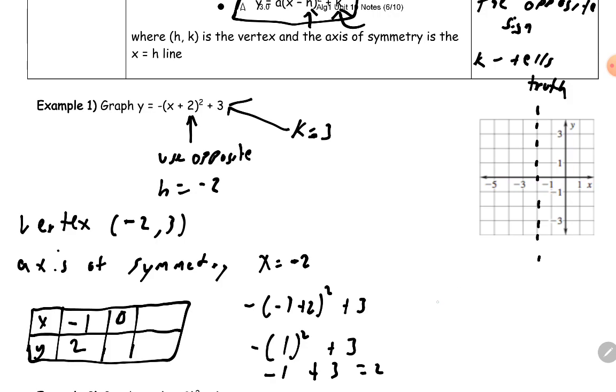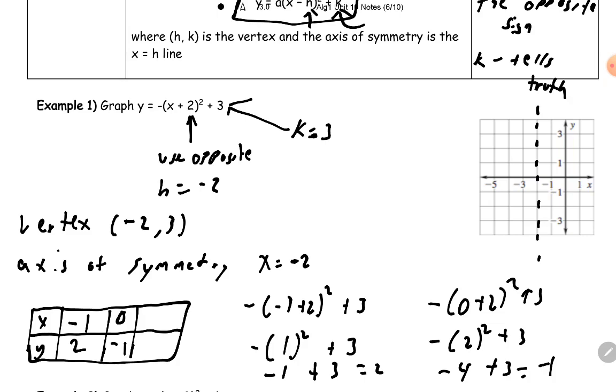If I plug in 0, I'll get -(0 + 2) squared + 3. So I'll get -(2) squared + 3, which is -4 + 3. 2 squared is 4, but the negative on the outside makes it negative, and this will be -1.